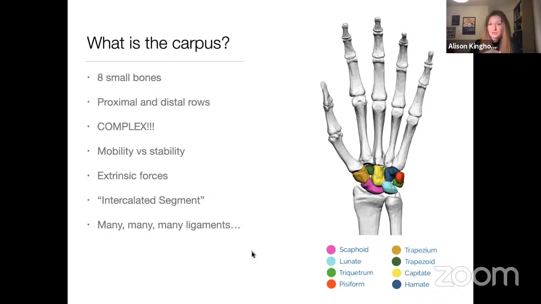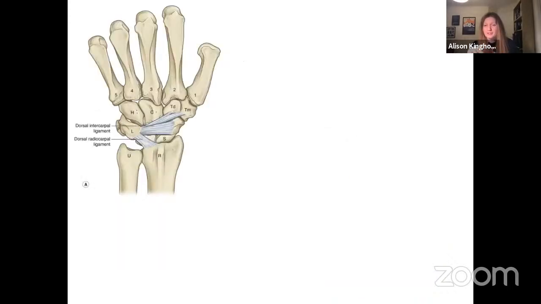And this is particularly true of what we call the intercalated segment, which essentially refers to the proximal row here of the scaphoid, the lunate, and the triquetrum. Now, what's holding all this arrangement together? Well, it's ligaments, and so many ligaments. We are absolutely not going to run through all the ligaments of the wrist now, because it will take an age.